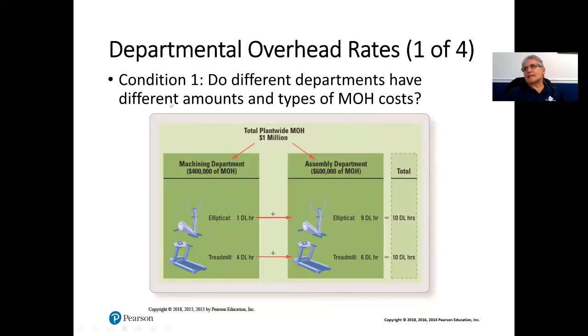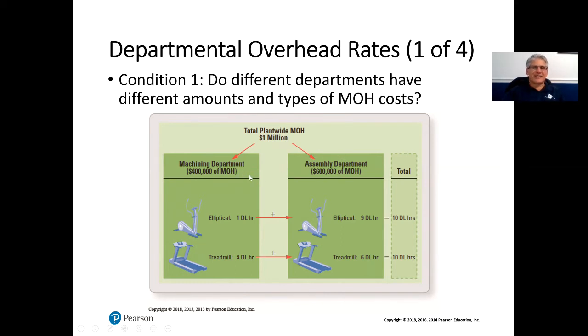Now we may decide that maybe that's an oversimplification. Maybe we need to be a little bit better at figuring out how much overhead really needs to be allocated to specific jobs. So let's take a look at departmental overhead rates. The first question we need to ask ourselves is, do the different departments have different amounts and types of MOH costs? In this example, the plant-wide total is $1 million, but you have $400,000 for machining and $600,000 for assembly. If it were even, 5 to 5, you might decide that's not significantly different.